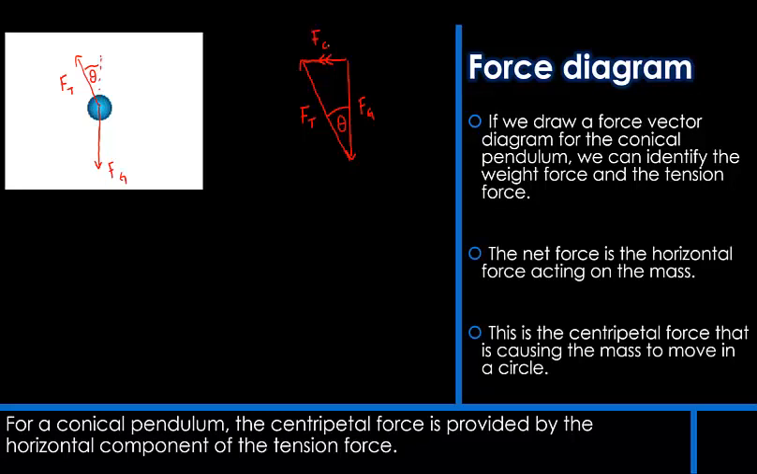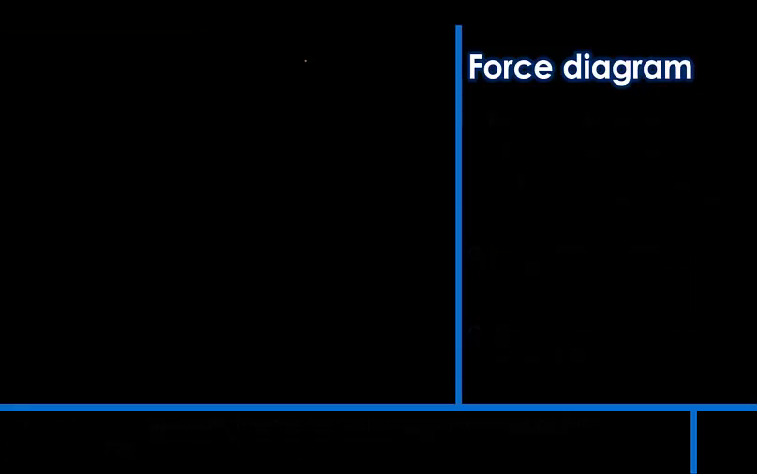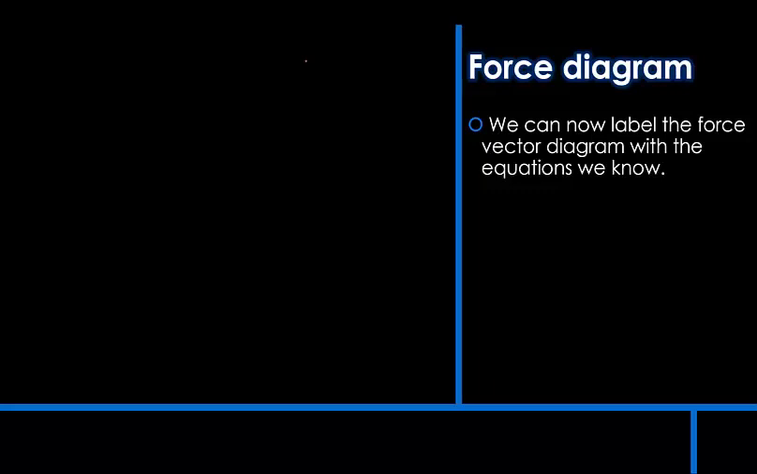So the key to getting to this diagram is to recognize that the tension force plus the weight force must add together to produce a horizontal force, which means in other words that the tension force must have a vertical component that's equal to the weight force, and it must have a horizontal component that's equal to the centripetal force. Okay, so the last step in this analysis then is that we can label the force vector diagram with the equations that we know.